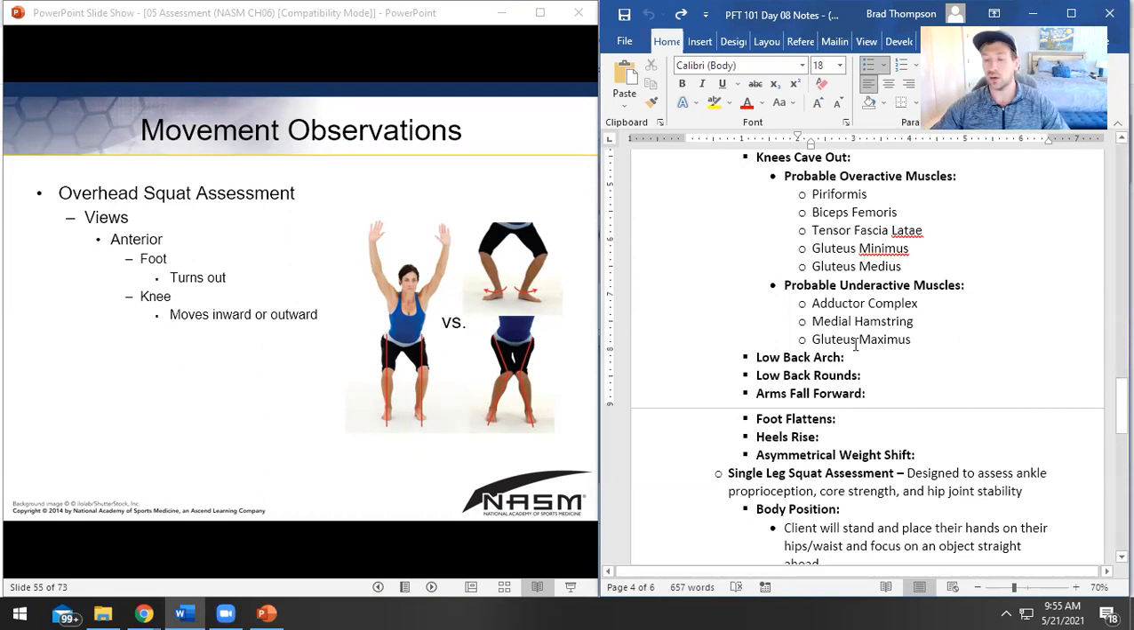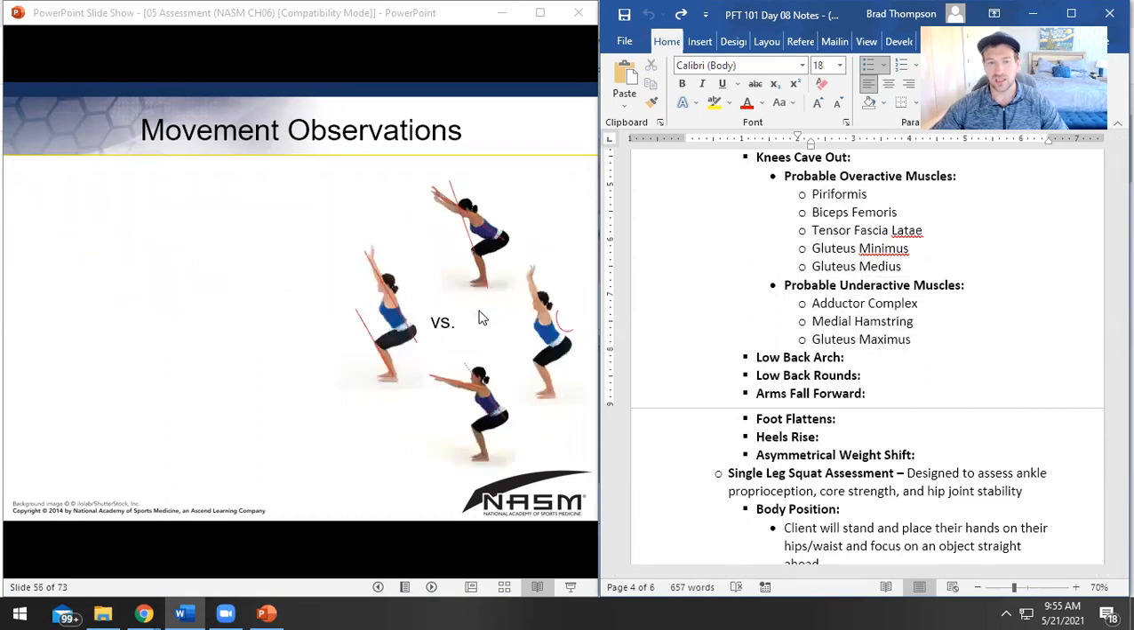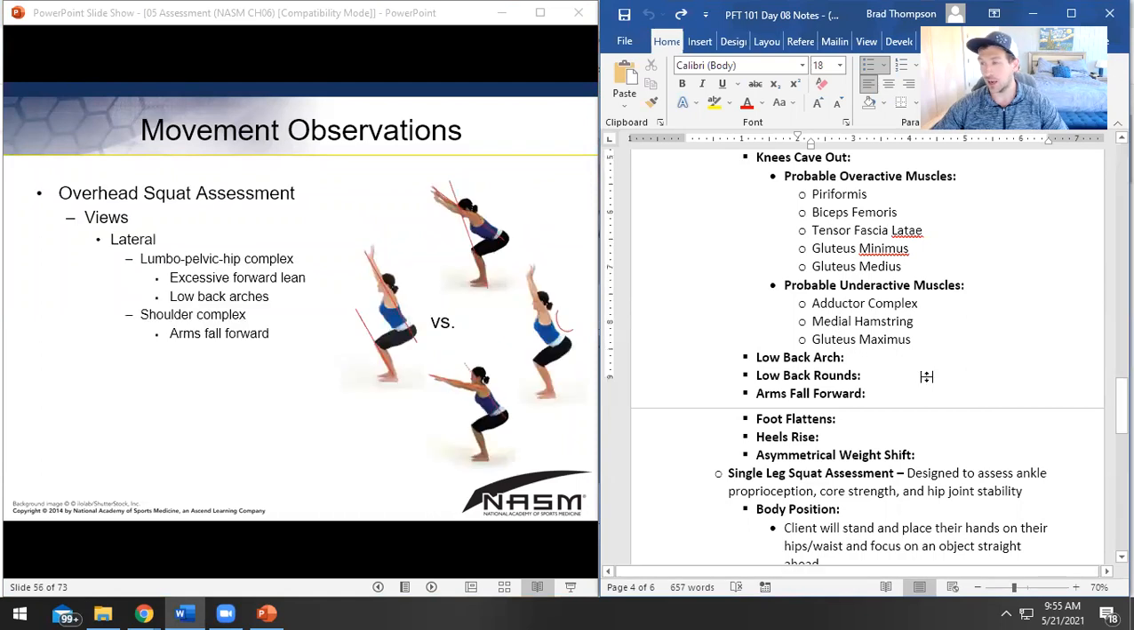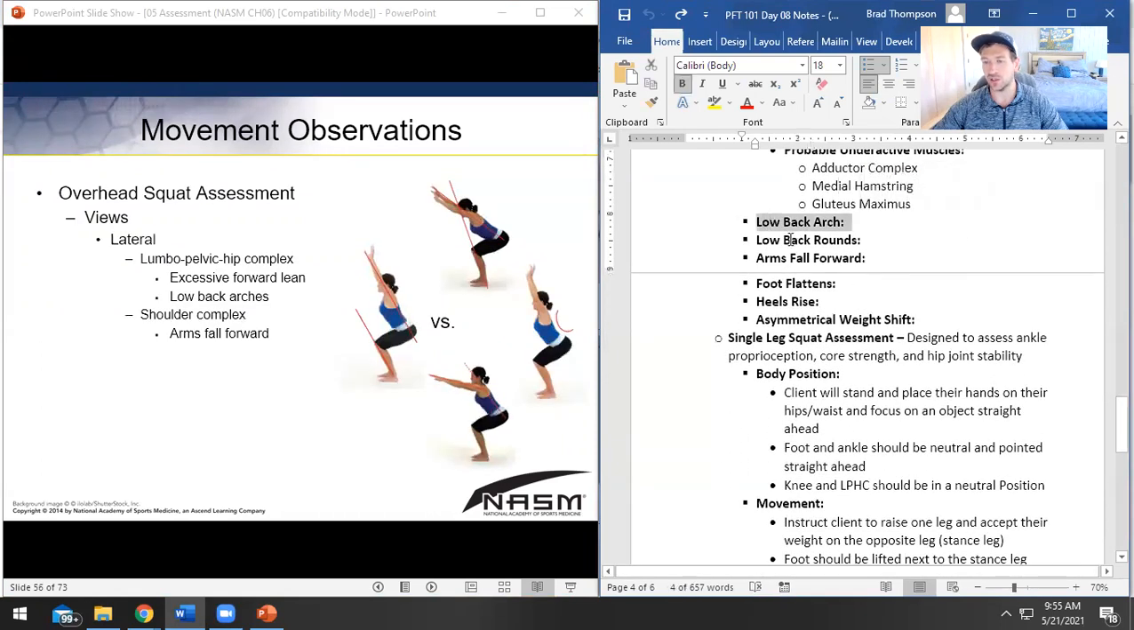So again, we are going to strengthen these things, right? We're going to write a program that involves stretching our overactive stuff and foam rolling, and a program that strengthens our underactive stuff. Now, obviously, I said there are other compensations. We've got low back arching, low back rounding, arms falling forward, asymmetric shifts. These are all the things that we're going to look through.